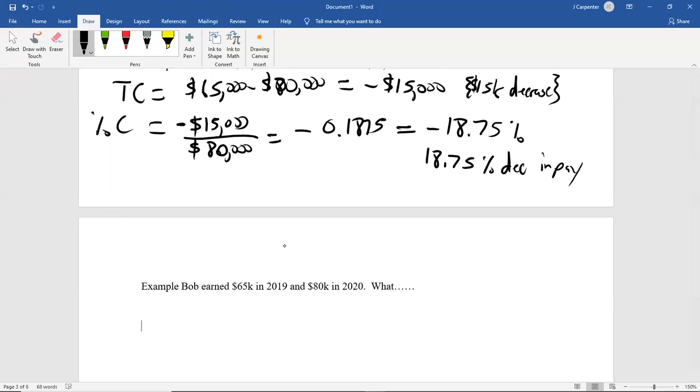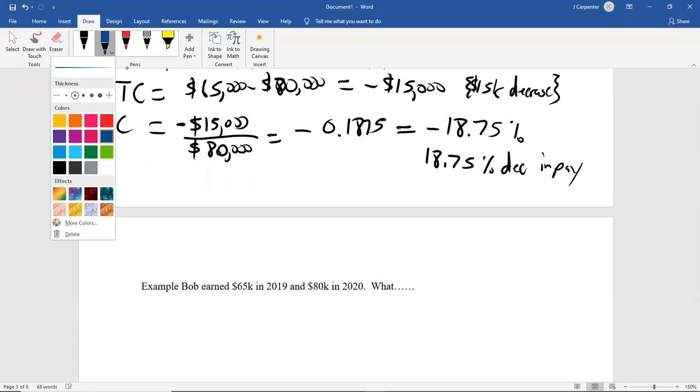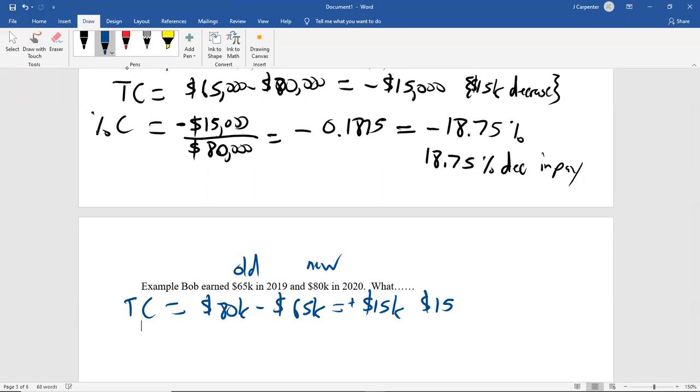Well, Mr. Beckner, these numbers are the same ones you gave me last time, right? Well, yes, but now the old is the smaller and the new is the larger. So the total change is not 65 minus 80, it's 80K minus 65K, which is positive $15,000. So that's a $15,000 or 15K increase in salary.